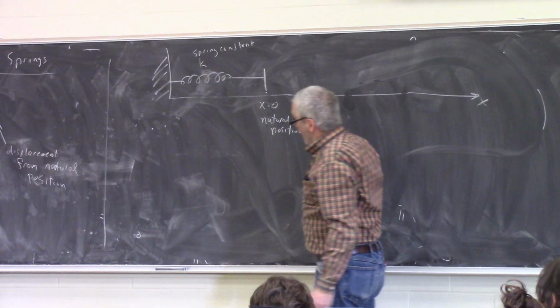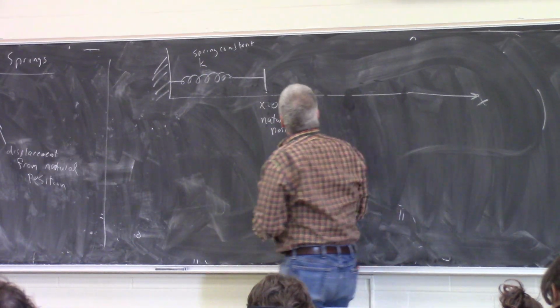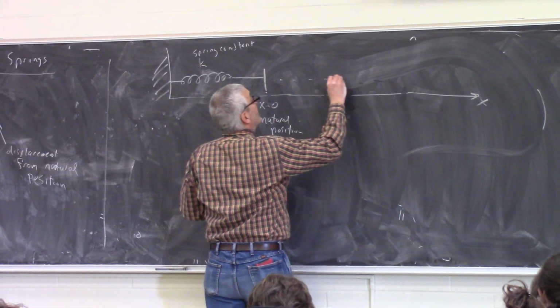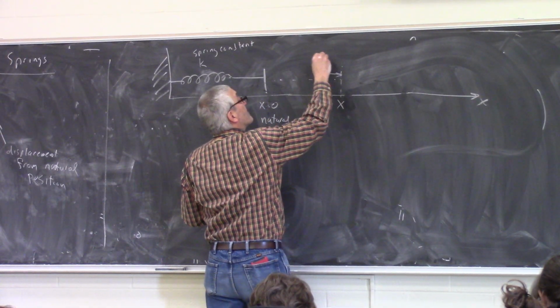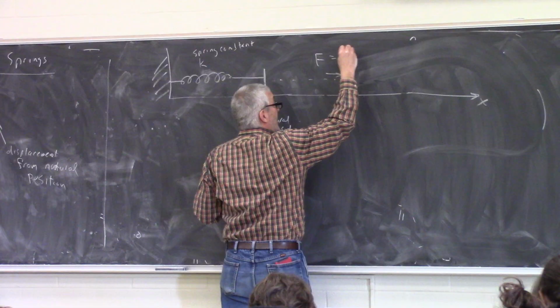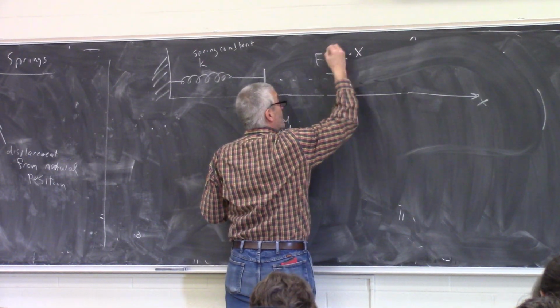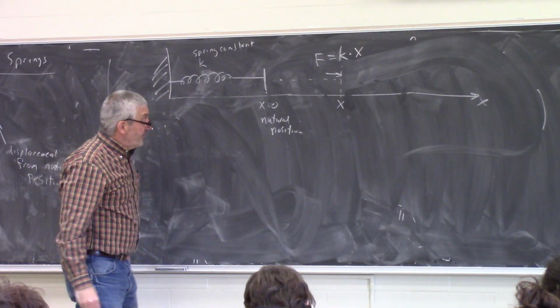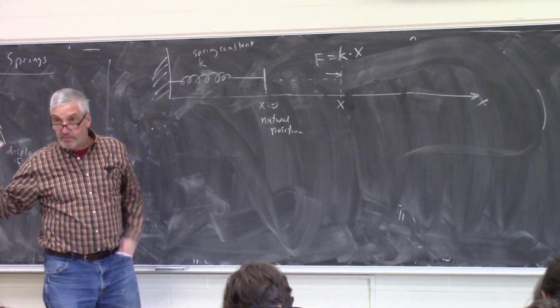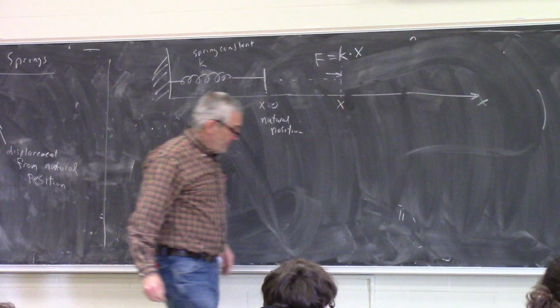So you get that, if I'm sitting out here at position x, the force on the spring would be k, whatever k is, times that value of x. Force in the positive x direction. If x turns out to be a negative number, then the force is going to be a force that's pointing that way.